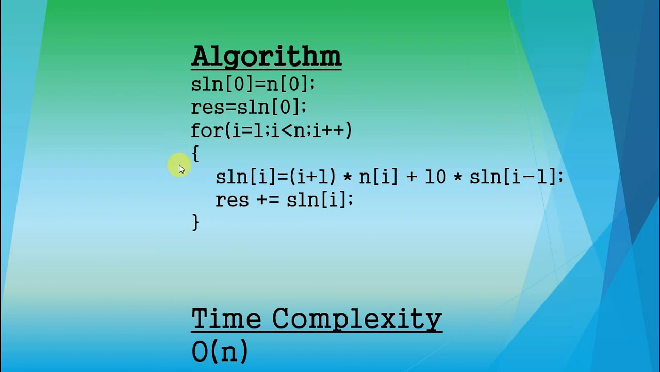Then we have a for loop which is going to start from the first element and go all the way till the last element. This particular line of code represents the formula that we calculated, and res will keep on incrementing like we did in the framework, and this res in the end will give us our answer. The time complexity of this dynamic programming algorithm is O(n).